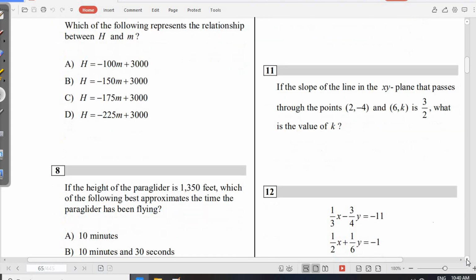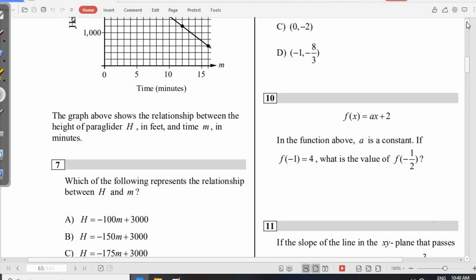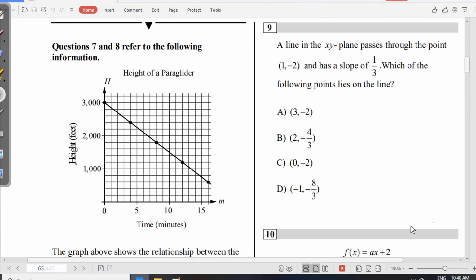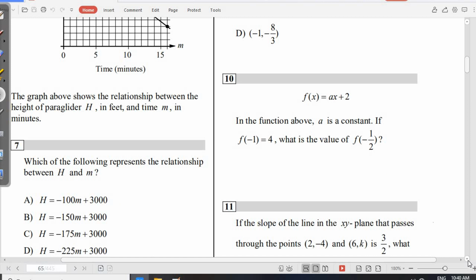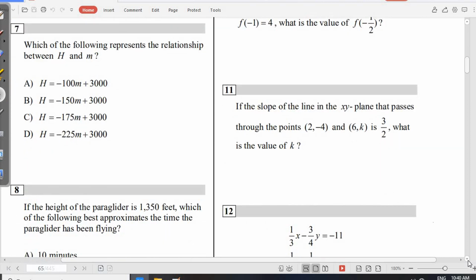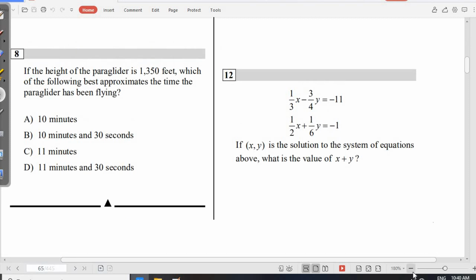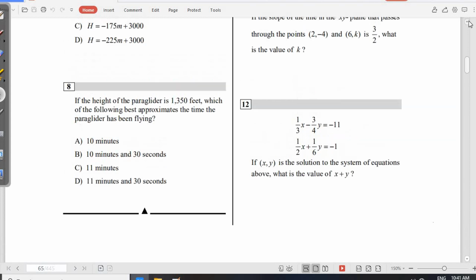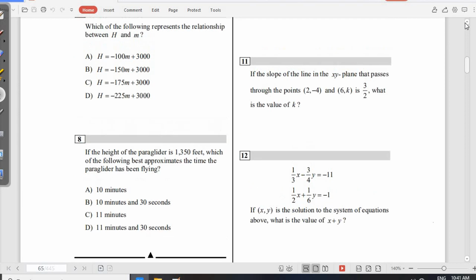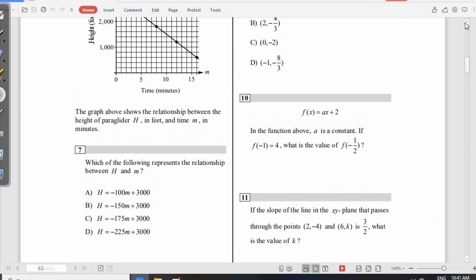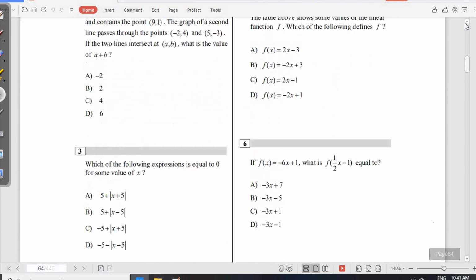Here's question number 8. Here's question number 9. Here's question number 10. Here's question number 11. Here's question number 12, and that's the end. If you want to look at all of them together, you can look at them together. Maybe I've missed question number 7.